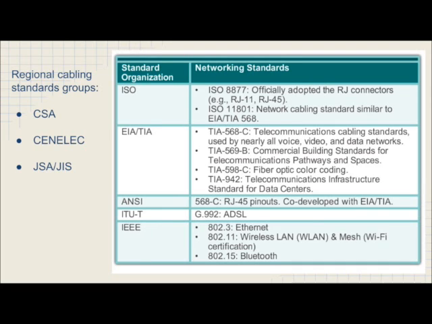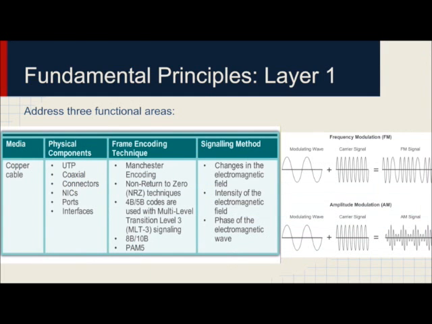In the next table, we can see a lot of networking standards developed by each organization. Fundamental principles: Layer 1 addresses three functional areas. The physical components are the electronic hardware, devices, media, and other connectors that transmit and carry the signals to represent the bits. Encoding. Encoding or line encoding is a method of converting a stream of data bits into a predefined code. In the case of networking, encoding is a pattern of voltage or current used to represent bits, the zeros and ones.